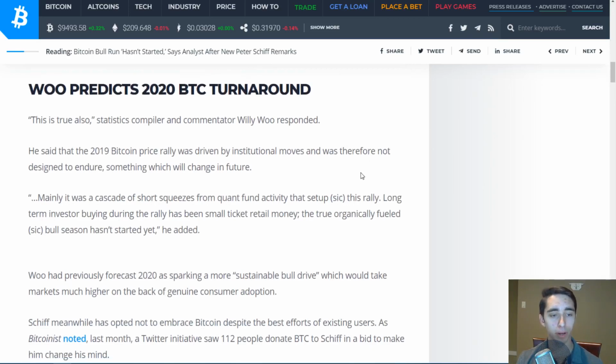But Willy Woo in this case, I don't know why that was Billy Woo. Willy Woo, who's a pretty prominent person in crypto Twitter, but not to mention as well in the data science related to cryptocurrencies. He's one of the helpers in creating NVT. The main thing that he put out here is that the previous rally that we saw was mainly a cascade of short squeezes. Now, I think this is a very good point.